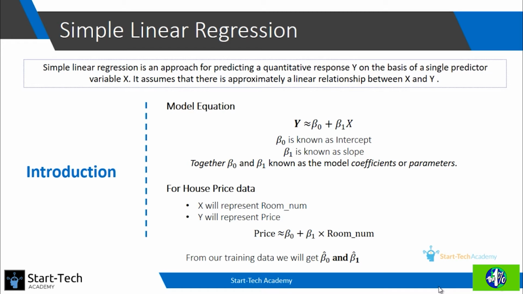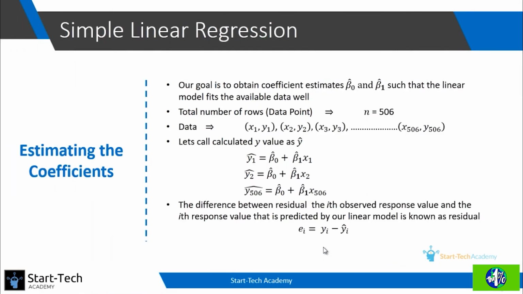Once we use the training data to estimate these two parameters beta 0 and beta 1, we will be using this hat symbol to denote estimated parameters from our data. So we will write price is equal to beta 0 hat plus beta 1 hat times number of rooms. For estimating the values of our parameters, we will be using the data points in our data set. If you remember, our house pricing data set has 506 observations. This number of data points for general purpose will be denoted by n, small n. So small n is 506 for our data set.